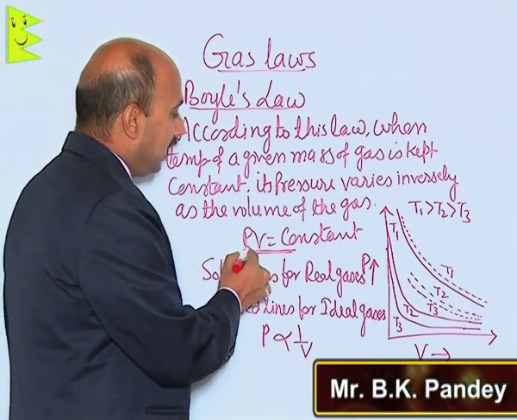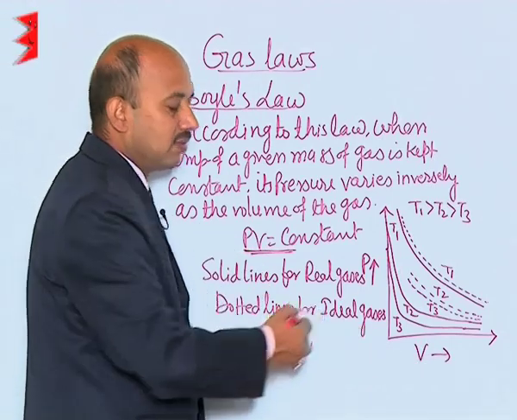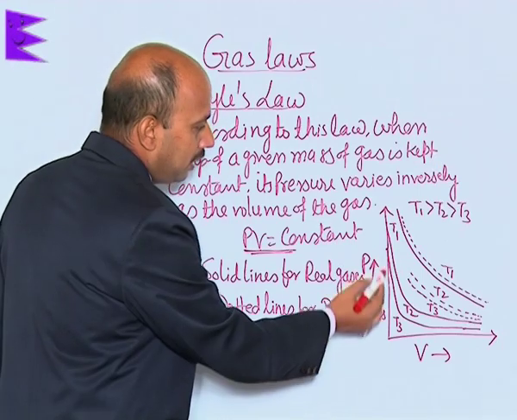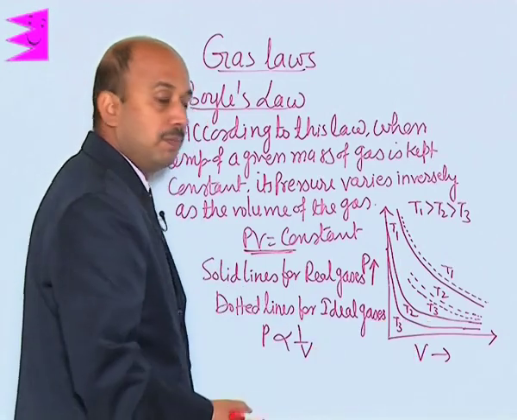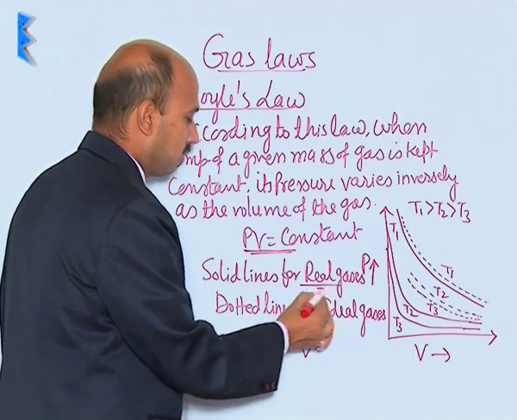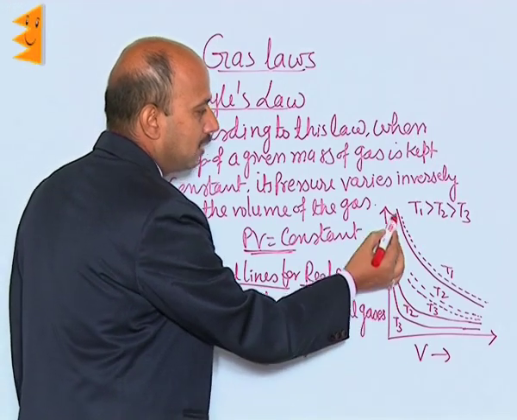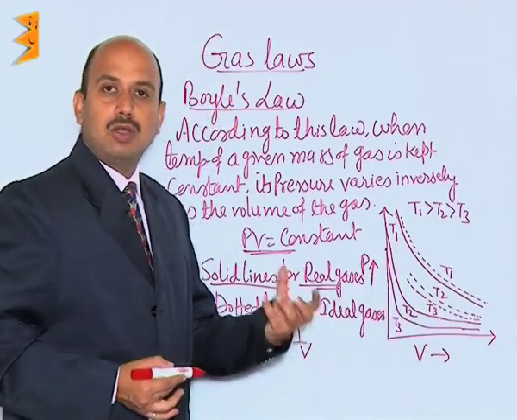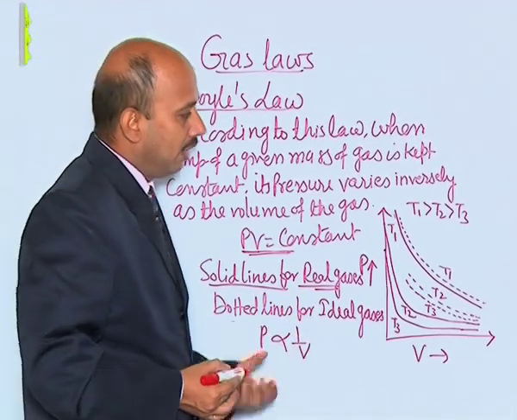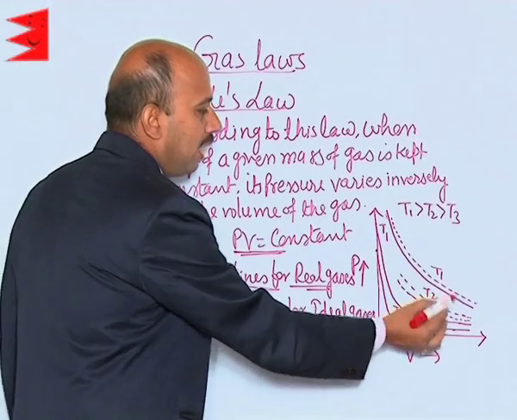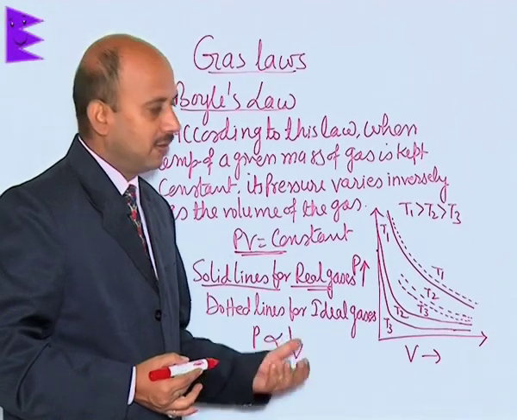Now, the relation between P and V is shown here with the help of this graph. Here I have taken these solid lines. These solid lines are representing the PV curve for real gases, all the solid lines like this for T3, this for T2 and this for T1. Here all the dotted lines are representing the PV curve for ideal gases or the perfect gases.